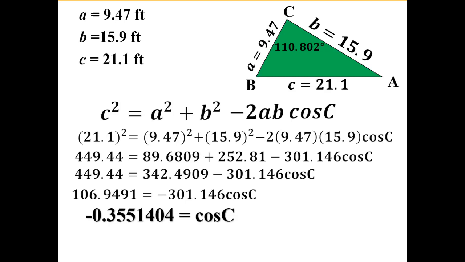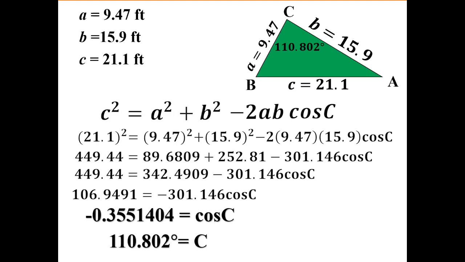What's preventing angle C from being alone is the cosine, so we want to apply the inverse cosine to both sides. Make sure your calculator is in degree mode. When we take the inverse cosine of negative 0.3551404, we get 110.802 degrees. So we now know that angle C is 110.802 degrees.